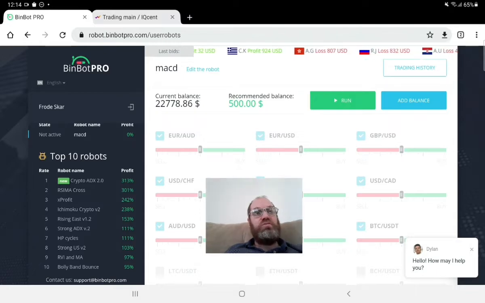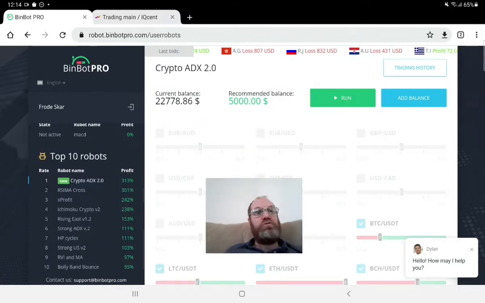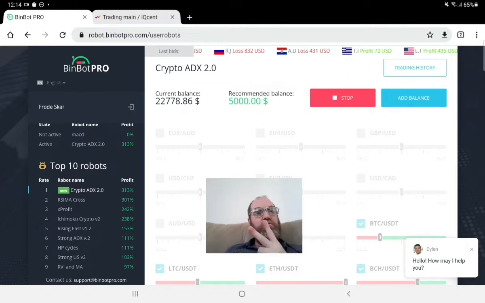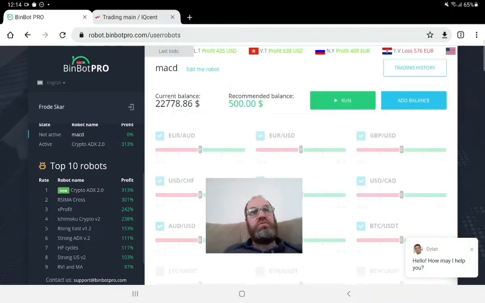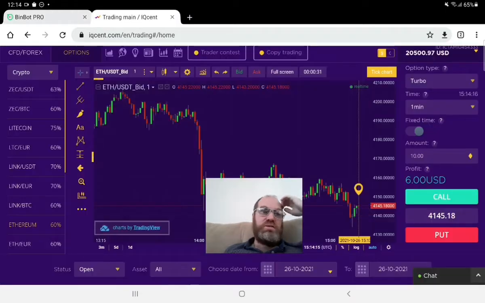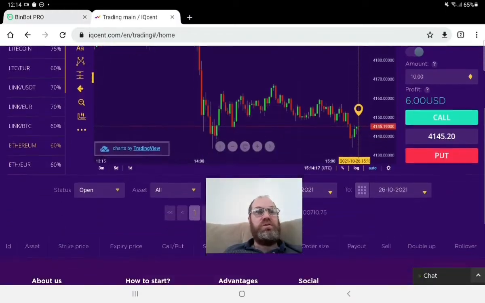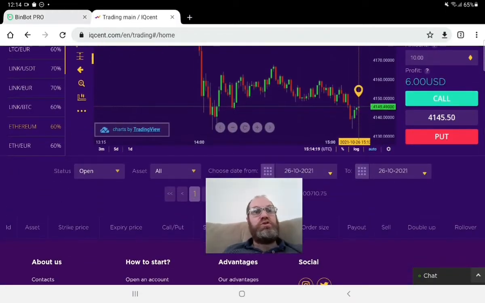Let's then try to run this bot one more time. We push run. Now we need the 2 winners to recover this loss, basically. Let's run the MACD at the same time, so we are a little faster, so we maybe take 2 trades at the same time. I would love that, because then the recovery will be much faster. So let's just follow and see.